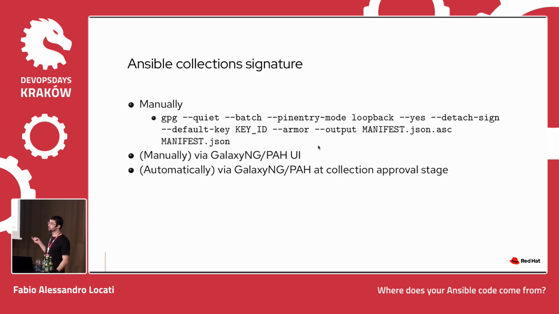Or also you can do it with the approval stage. So if you have set up your Galaxy NG or private automation hub so that collections are not immediately imported or immediately uploaded and available, but they have to be approved by someone, you can set it up so that basically in that approval step, the signature gets posted. So in this way, you can also be sure that not only someone validated it, but someone also approved it.